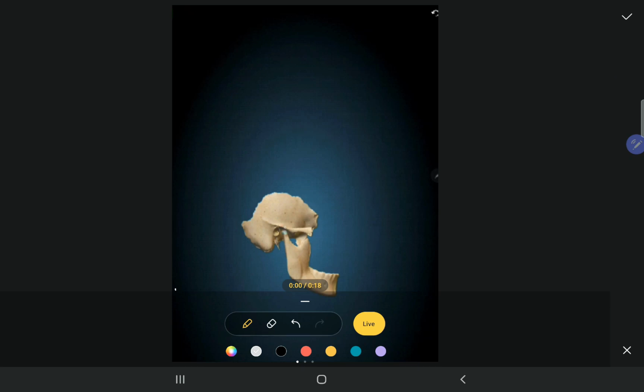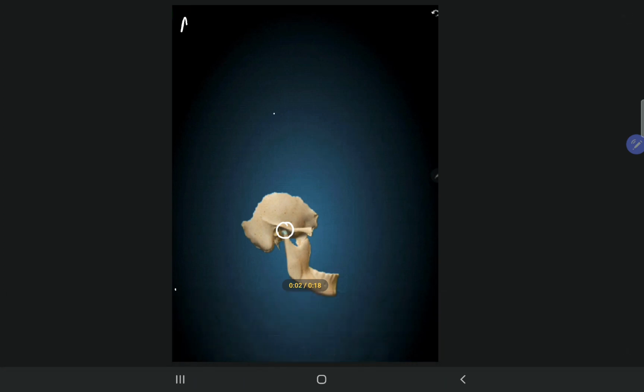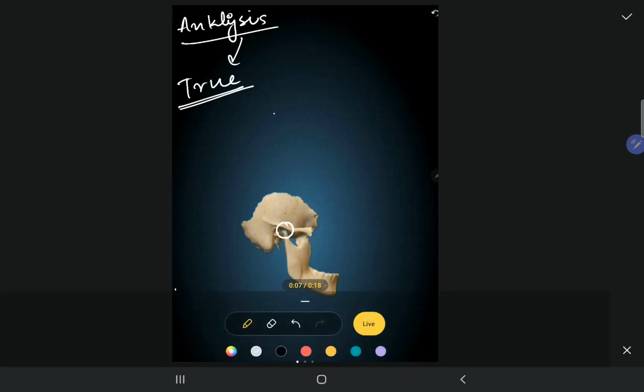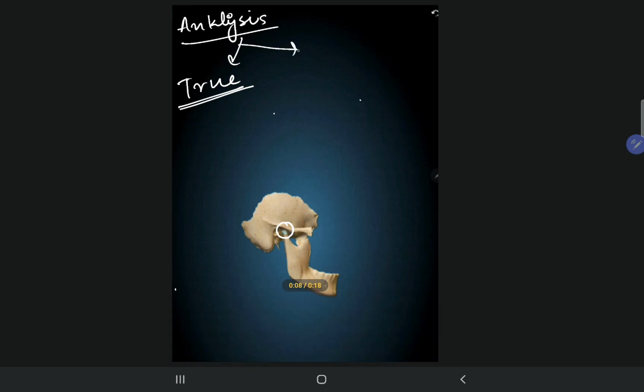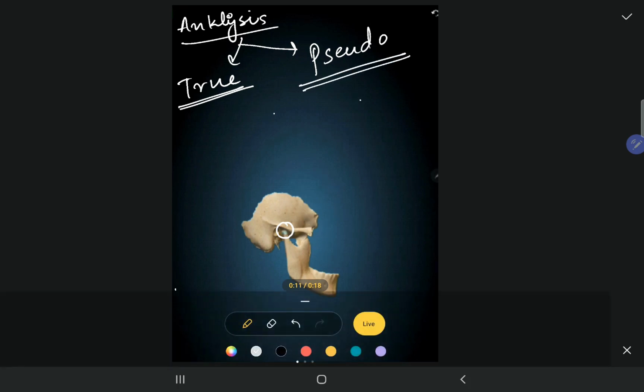So guys, suppose there is an intracapsular fracture in a child, or a condyle displacement in an adult. All these trauma cases lead to true ankylosis. So we can classify ankylosis into two parts. One is true. True means there is a true union, a true fusion between both of these bones. What if it is a fibrous lesion, a fibrous union? That condition we call pseudoankylosis. That means this is not a true bony union.